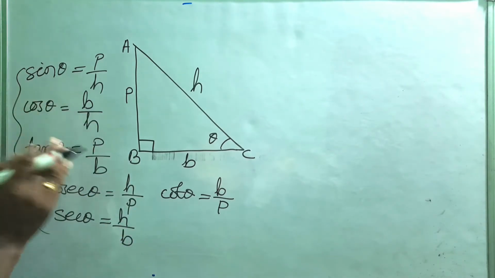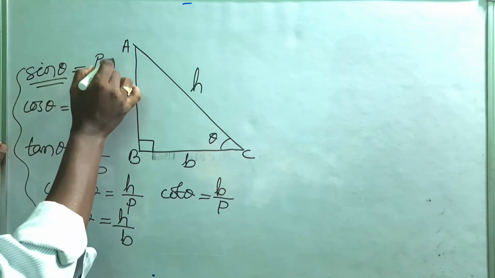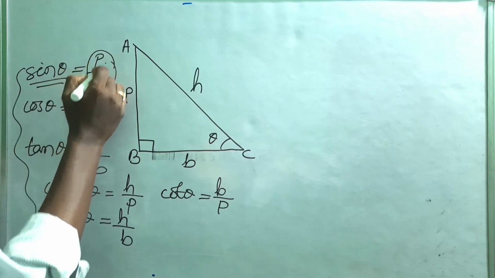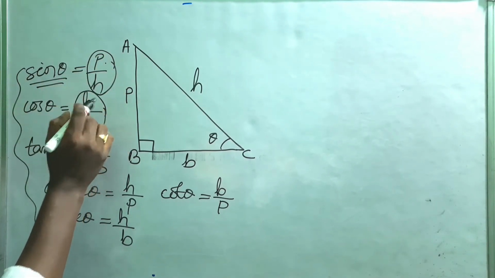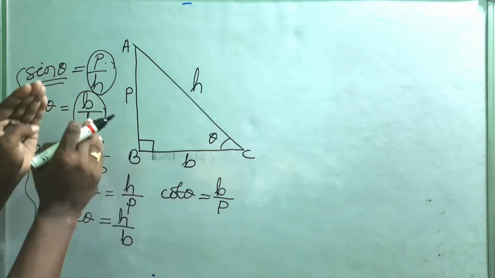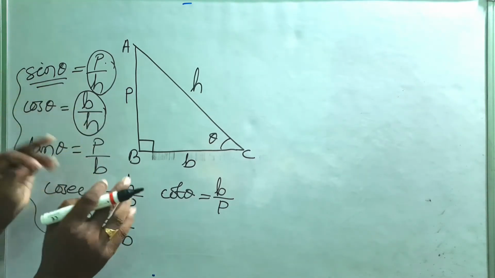Now why are they called trigonometric ratios? Look here, this sin theta is expressed in the ratio of p by h. So this is the ratio of p and h. Now cos theta is the ratio of b and h. It is b by h. Similarly, every trigonometric ratio is expressed in ratio form taking p, b, h.